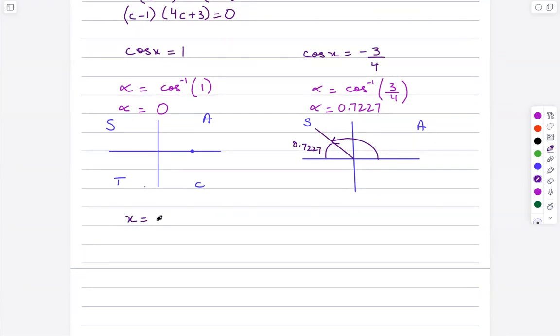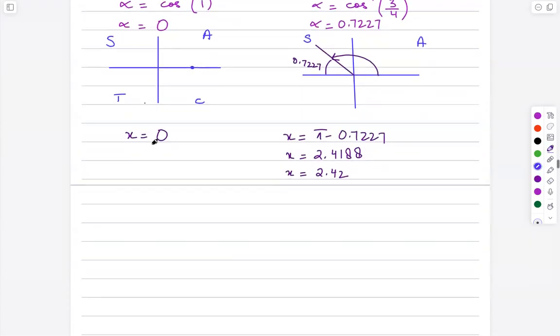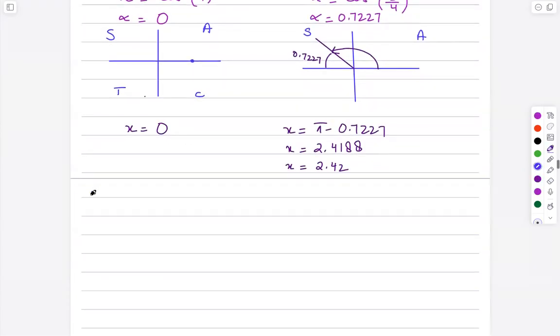So one value of x will be x equals 0, and the other value will be pi minus 0.7227, which is equal to 2.4188. Giving an answer to 3 significant figures, this will be x equals 2.42 radians. So these are the two values, x equals 0 and x equals 2.42.